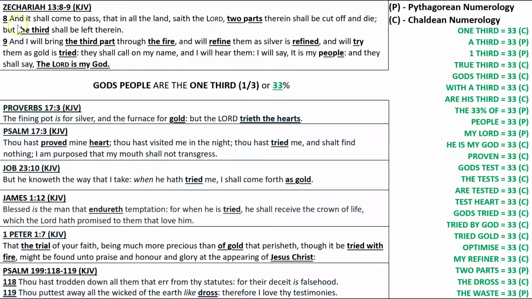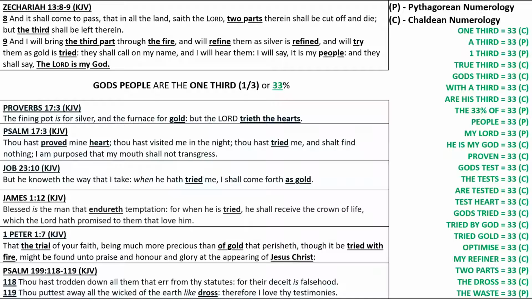And it shall come to pass, that in all the land, saith the Lord, two parts therein shall be cut off and die, but the third shall be left therein. And I will bring the third part through the fire, and will refine them, as silver is refined, and will try them, as gold is tried. They shall call on my name, and I will hear them. I will say, It is my people. And they shall say, The Lord is my God.